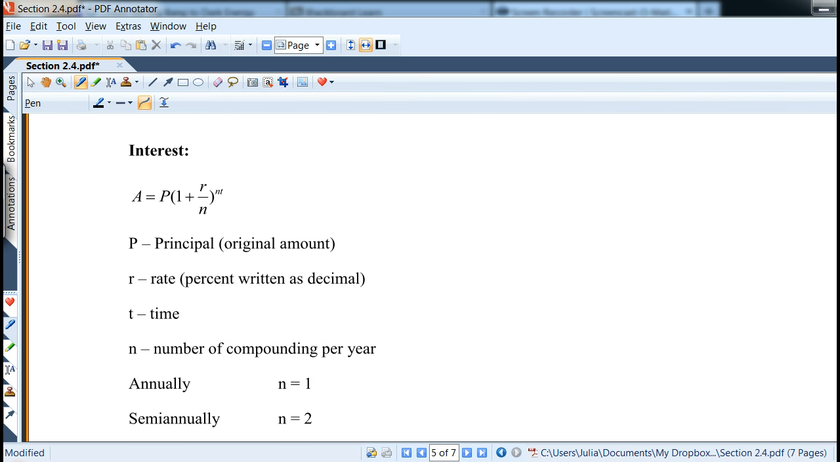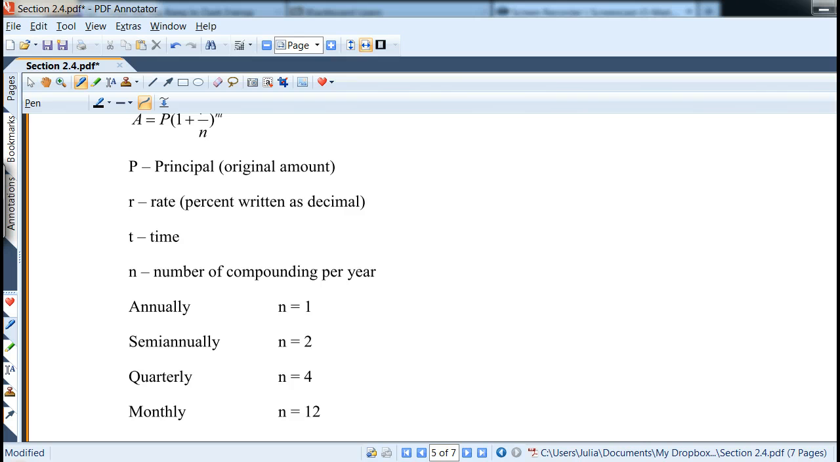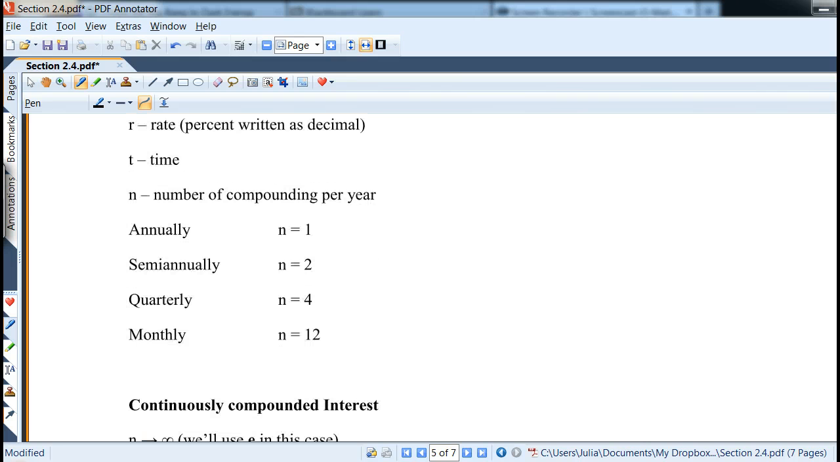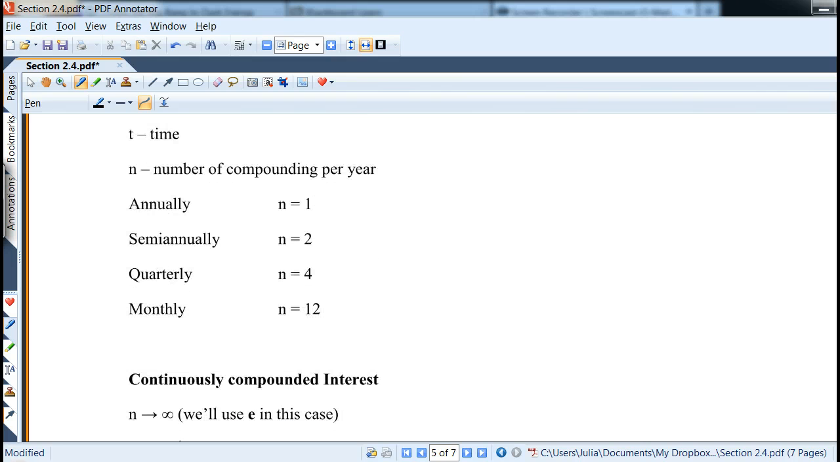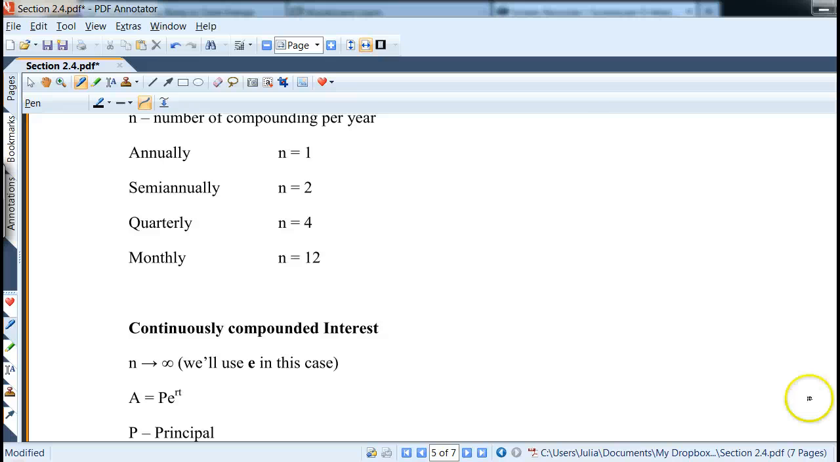So you have annually, semi-annually, quarterly, monthly, and continuously compounded interest. It's when n goes to infinity. Doesn't mean you get an infinite amount of interest, however. There's something from calculus we'll find out; it has to do with e, actually, or the limit. Maybe we'll see the limit later.